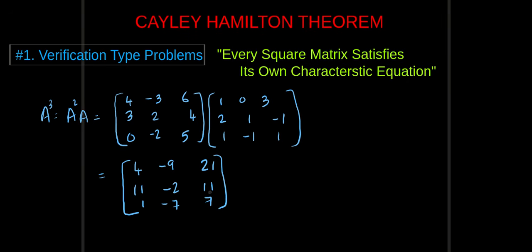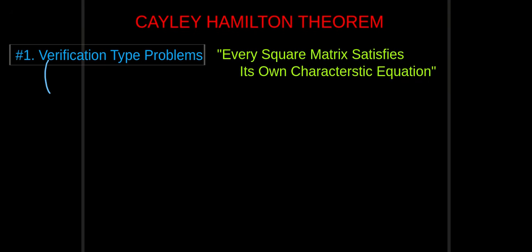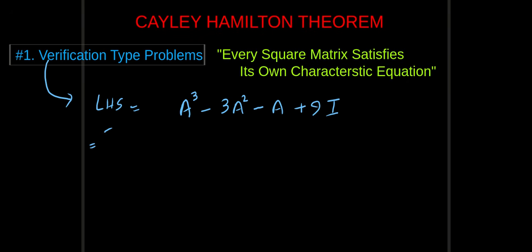Okay, now the verification part. So let's write LHS. So the LHS is A cube minus 3A square minus A plus 9I, and that is 4 minus 9 21.